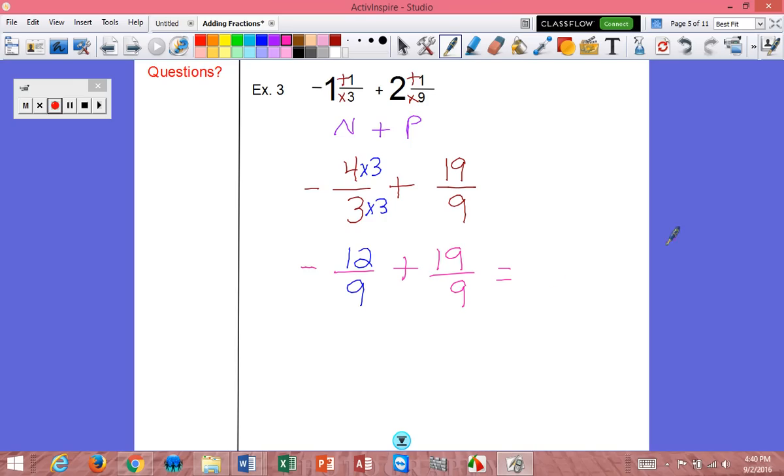Now we can solve this. So the denominator stays the same, so I'm going to have a 9. And I'm only concerned about what's in the numerator. So I have a negative 12 plus 19. That's like 12 bad guys versus 19 good guys. And the good guys are going to win because they have 7 more.